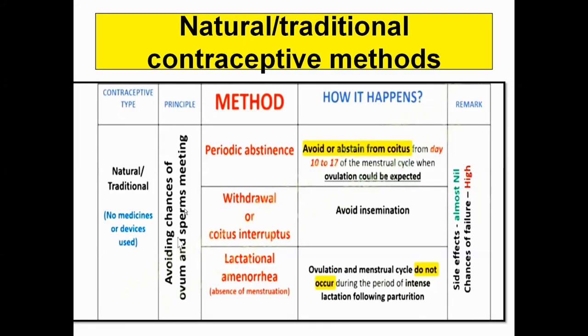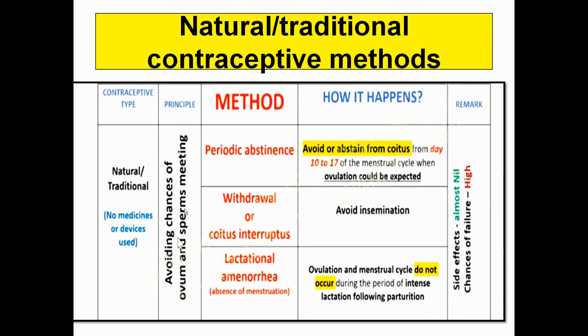This is the basic framework for natural contraception. Here you can see this does not require any sort of medicines or devices. The principle behind it is to prevent the chances of ovum and sperm meeting. The methods are periodic abstinence, withdrawal or coitus interruptus, and lactational amenorrhea. Lactational amenorrhea is very, very important. It has been asked in several board examinations.